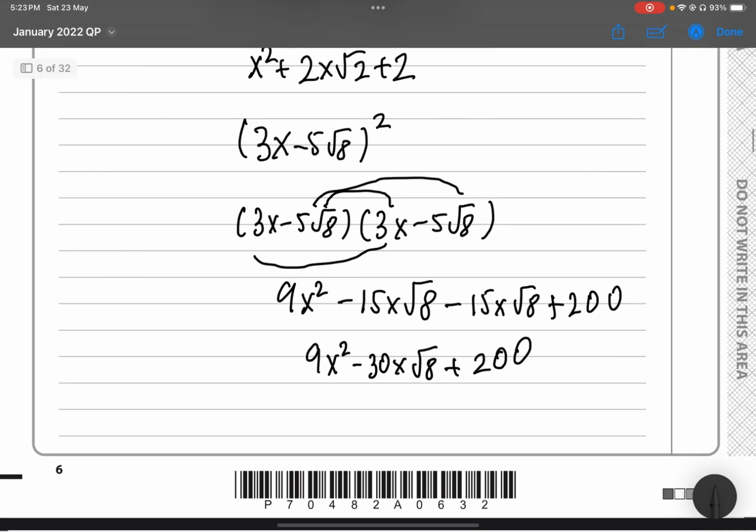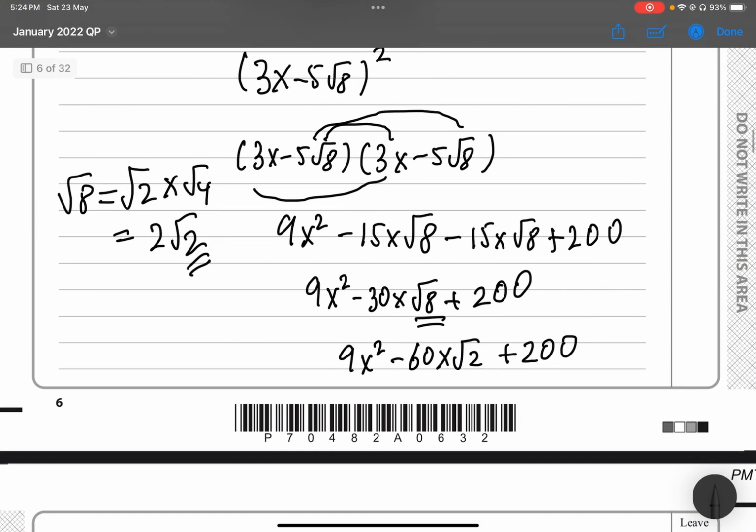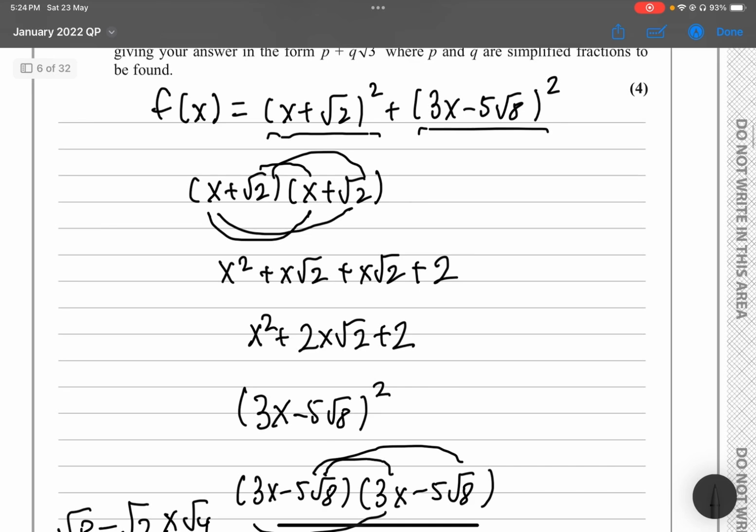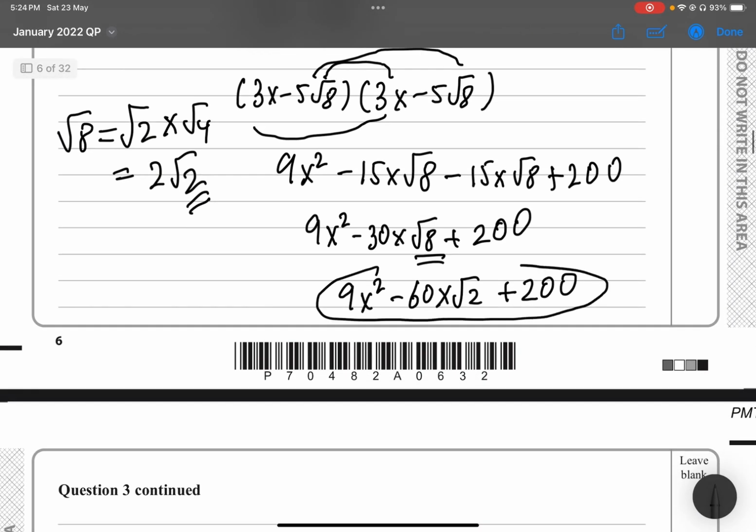Now, one thing you'll notice here is that we have a root 8. Root 8 can be written as root 2 times root 4. And root 4 is a perfect square, so we can write this as 2 root 2. So you can replace this minus 30x root 8 with minus 60x root 2, giving 9x squared minus 60x root 2 plus 200. So now we're just going to simplify this. We're going to bring this one and this one together.